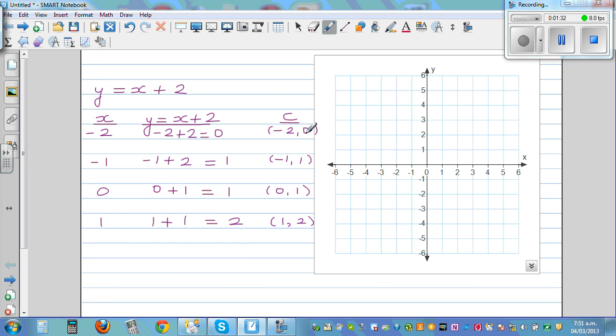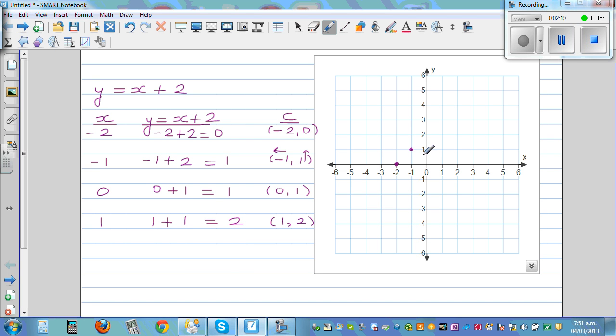Negative 2 comma 0, that means you always start at the origin. This negative 2 tells me that it will go 2 to the left and 0 up or down. The second number tells me whether you have to go up or down. So this is negative 2 comma 0. The next point is negative 1, that means you're going 1 to the left and then 1 up. This means you're not going left or right, you're just going up. Negative 1 comma 1.